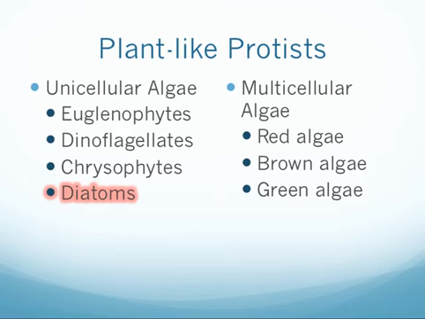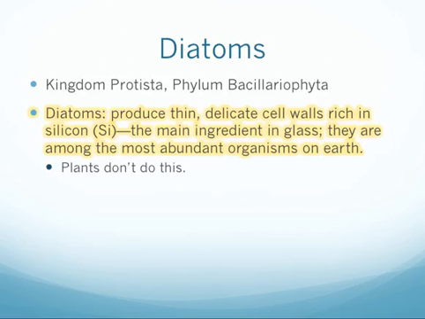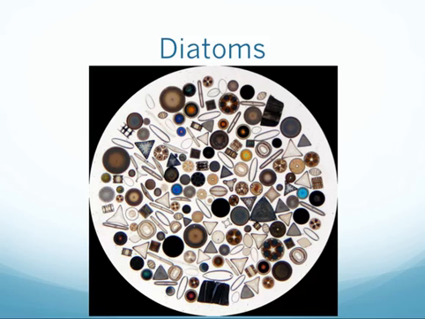Our last group of unicellular algae are the diatoms. They're in phylum Bacillariophyta, but you don't have to remember that, you just have to remember diatoms. And they produce a thin, delicate cell wall rich in silicon, which is the main ingredient in glass, and they are the most abundant organisms on Earth. Plants don't make cell walls rich in silicon. They're not made of glass, but diatoms are.